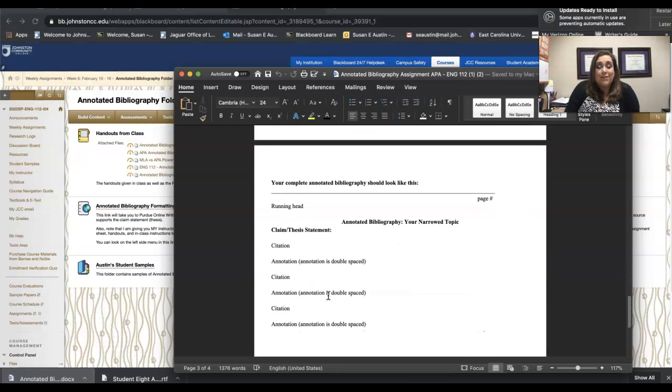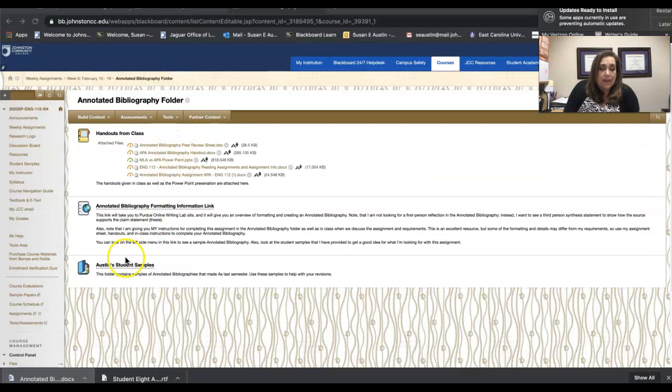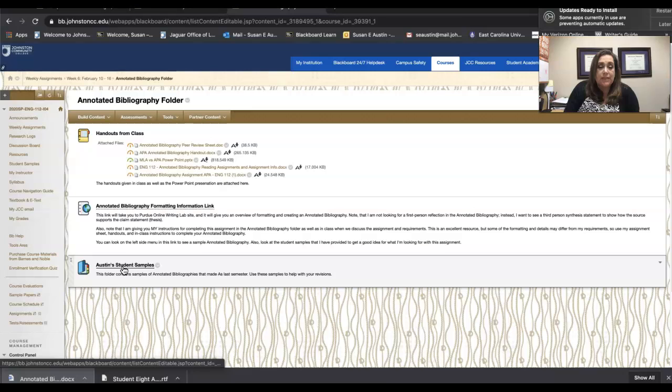Here's a quick little kind of framework for how it will look on the page. You'll have a title. You'll have the claim statement, and then you'll go straight into the citations and the annotations. So it'll go citation, annotation, 10 times, and it should all be double spaced because that is the standard for APA formatting.